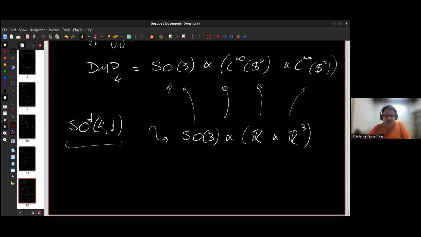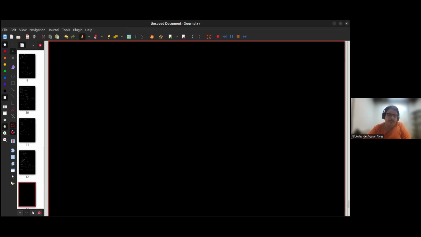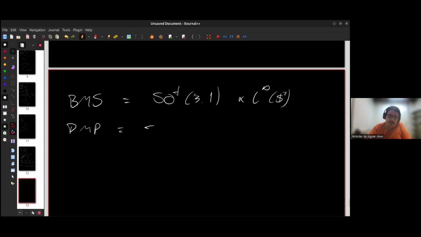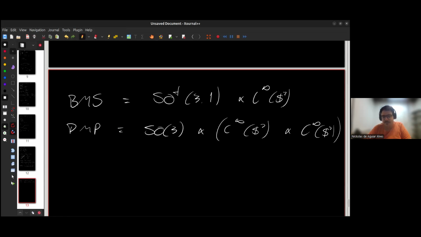But what I found interesting when I was first studying these things is that BMS gets you to SO(3,1) times a semidirect product with infinity S2, while DMP gets you to this SO(3) and two products with infinity. And there is this silly question of why exactly are these groups different instead of being more similar?